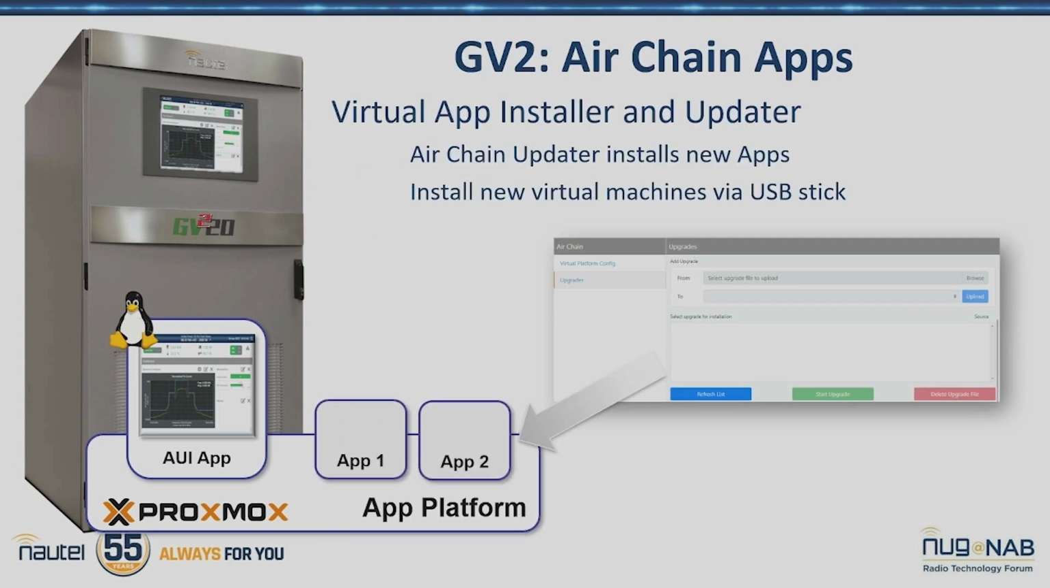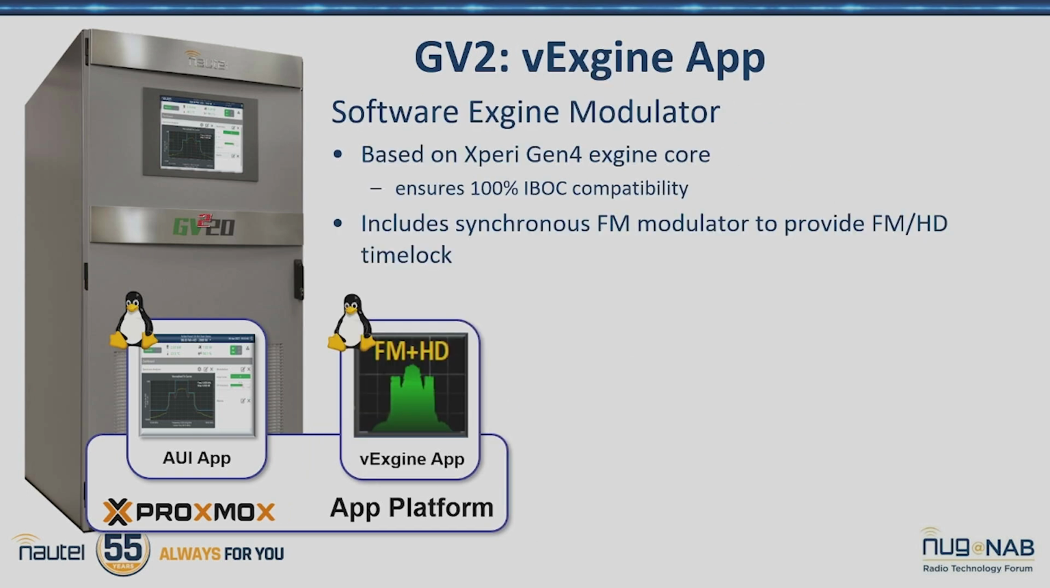So here's just a shot of how we envision the apps to work. We'll have a new updater screen where you'll walk up with a USB. It may have a new virtual machine on it with a new app. You hit the button to install it, it will install it, and it will become active. So the first app would be the XGen, we call it the V for virtual, XGen application. That's a modulator, but it modulates both the FM and the HD in one shot. It's based on Xperi's Gen 4 code, and as I mentioned earlier, it is synchronous so that we can fix the time and diversity issue with that.